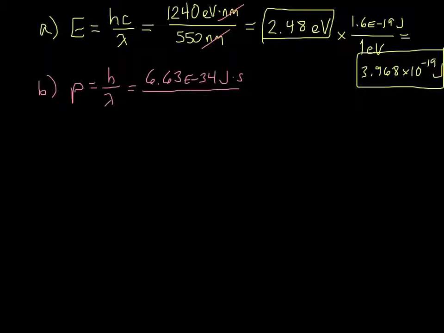Since Planck's constant is in standard units, we have to put the wavelength in standard units also, so we've actually got to write it now as 500 times 10 to the negative 9 meters instead of 500 nanometers. And when all the units cancel out on that, you end up with a momentum of 1.326 times 10 to the negative 27 kilogram meters per second.